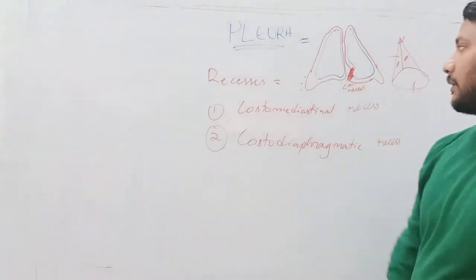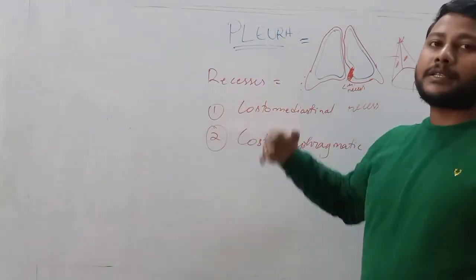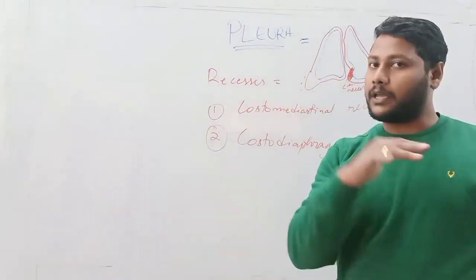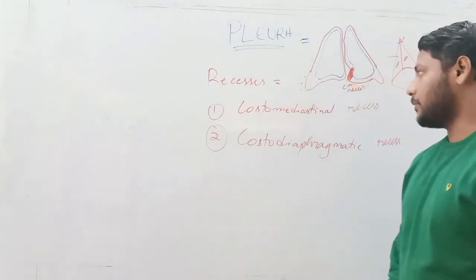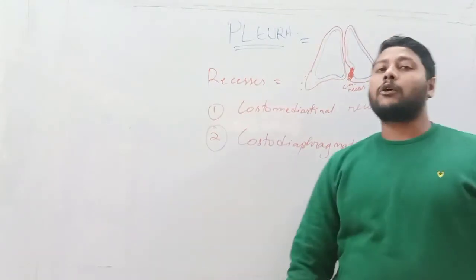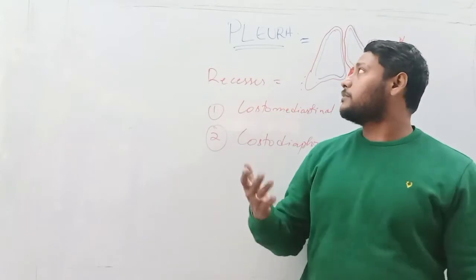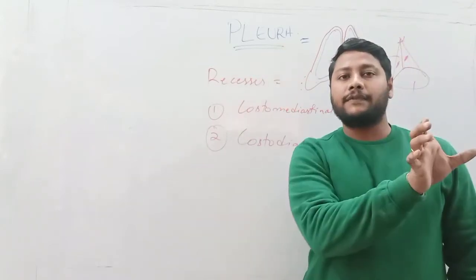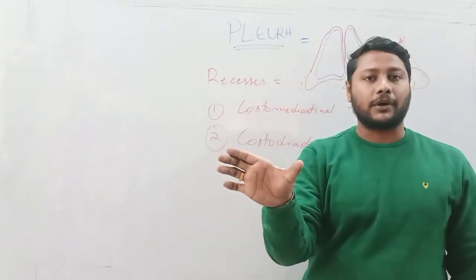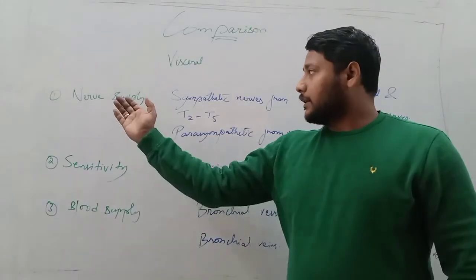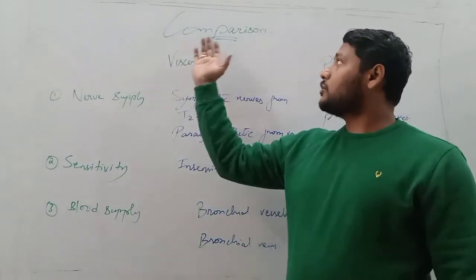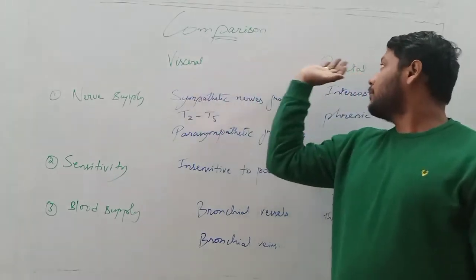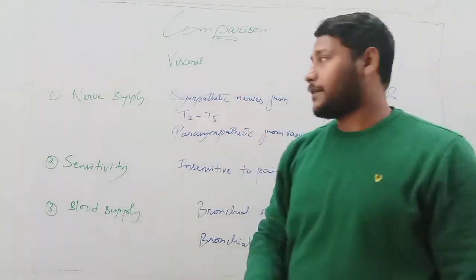And one more thing, keep in mind, these recesses are also present in the parietal pleura. Okay, these are all present in the parietal pleura. Okay, now let us look at the most important topic of pleura, that is the nerve supply and blood supply of the pleura. I have already drawn a comparison between the visceral pleura and the parietal pleura in order to save time.